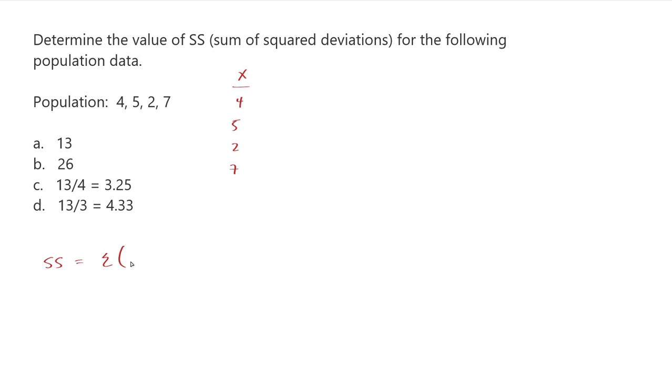So this is the sum of x minus, and here's the part where I need to be careful, this is a population, so I'm going to write in the population mean. And what do I need to do to get that? My population mean is the sum of x over n, big N.